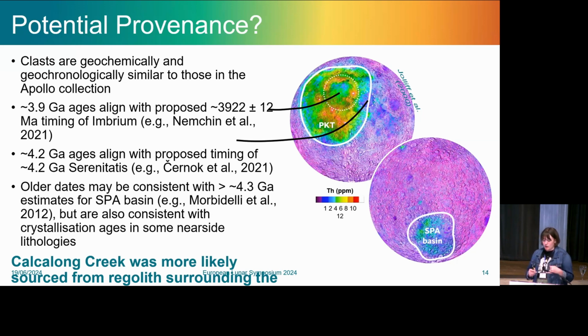These findings tell us more not only about the regoliths surrounding the Procellarum KREEP terrain that isn't sampled by the return missions like Apollo, but it also helps pave the way for future provenance studies.